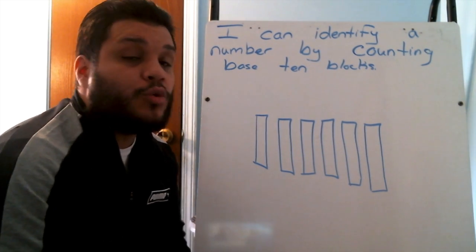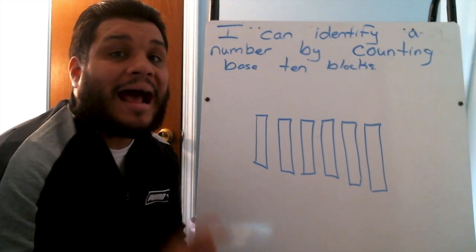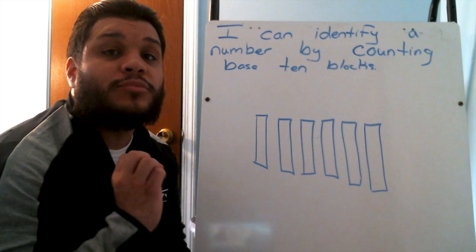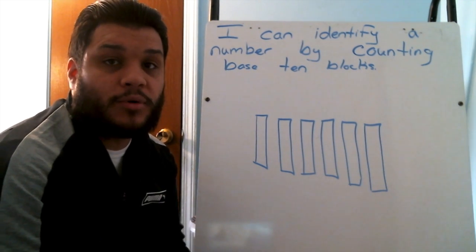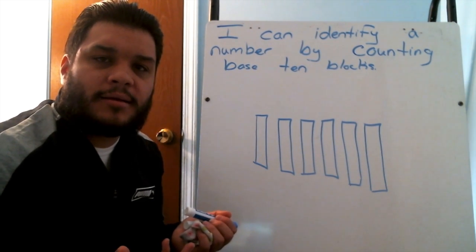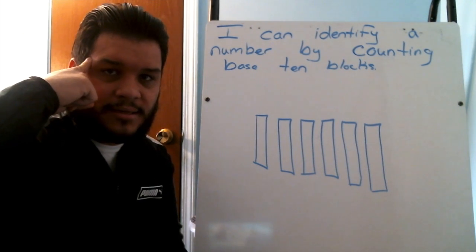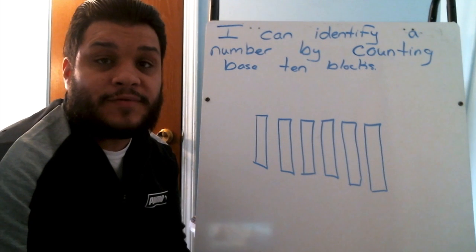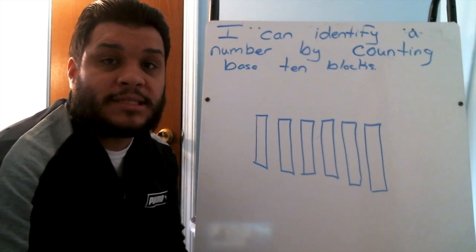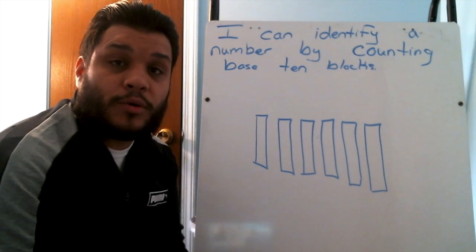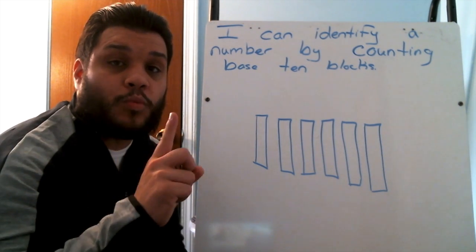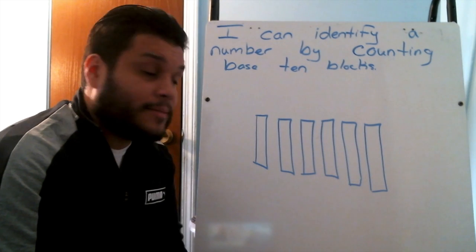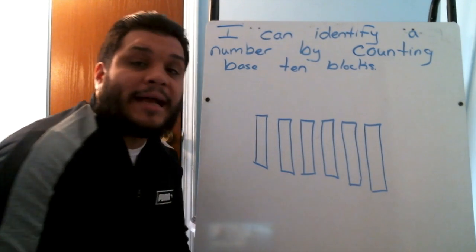Although I don't have a numeric number on the board, I can identify what number I am showing or demonstrating on the board. How will I do that? Am I going to guess, or will I use my counting method to identify the number that is being represented? Yes, I'm going to count. Am I going to count by ones or will I count by tens? Awesome. I will count each of these by tens.